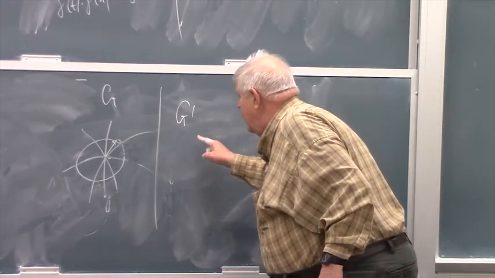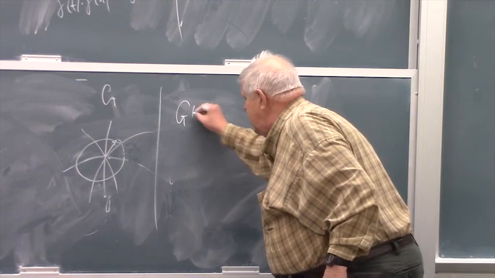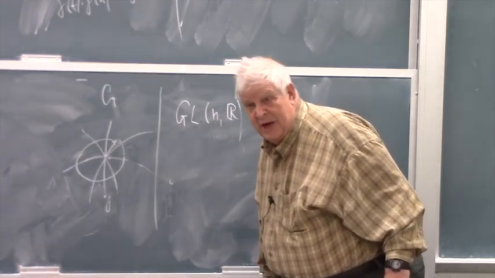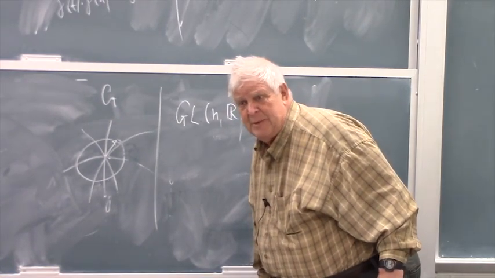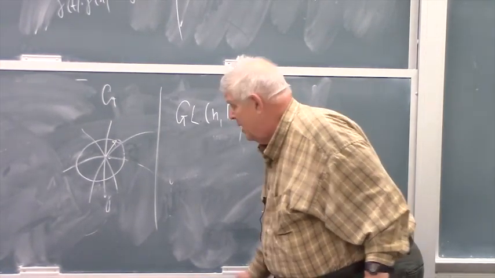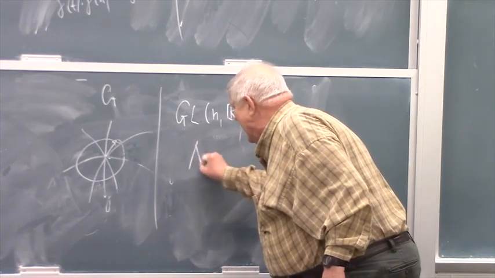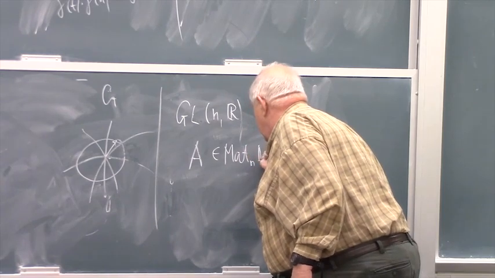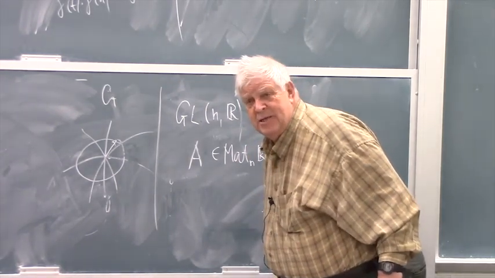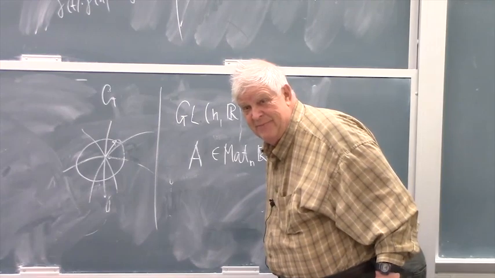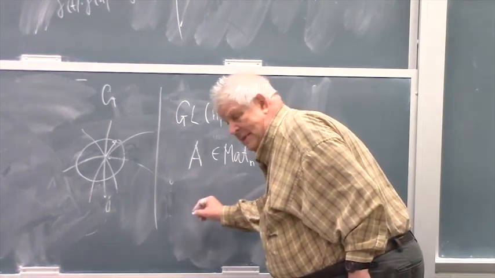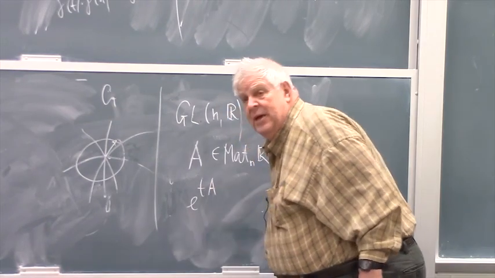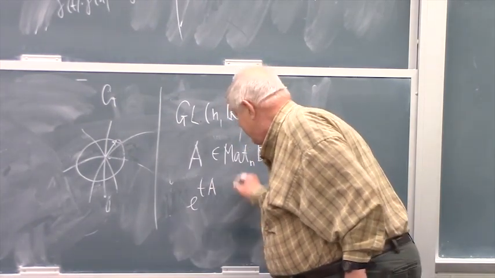So we have GL_n(R). And in the case of GL_n(R), we really have some one-parameter subgroups which can be easily described. Namely, consider a matrix A. No, I do not say that it is non-degenerate, just a matrix. Now, for matrices, we can consider this thing, e to the power tA, the exponential of tA.